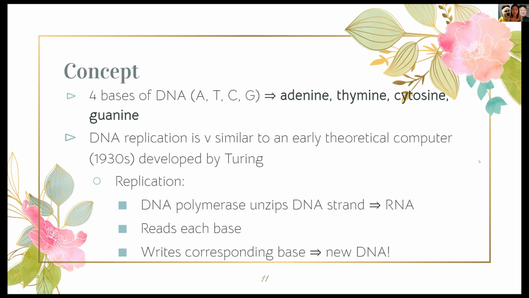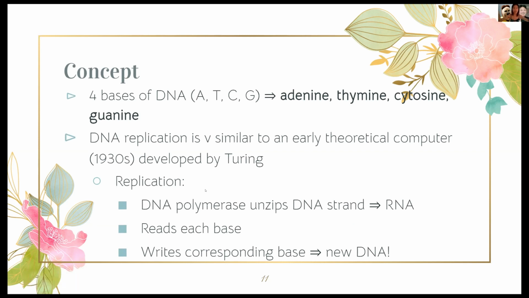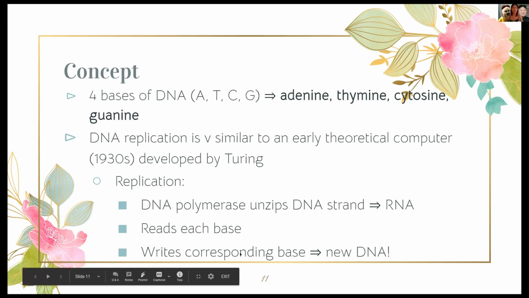Another reason why it seems so feasible is because the process of DNA replication is really similar to the way in which the first Turing computer actually worked itself. For replication, DNA polymerase unzips the DNA strands. Then for each section, half of the strand, it reads through and corresponds each base to its opposite base. So if you read an A, you add on a T. If you read a C, it adds on a G, and vice versa. Then you create two identical strands of new DNA.